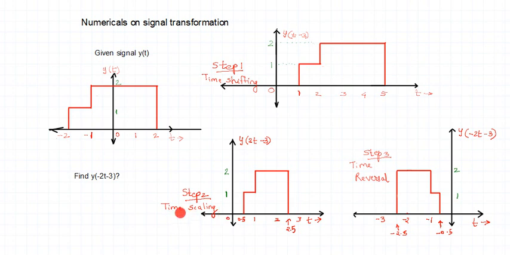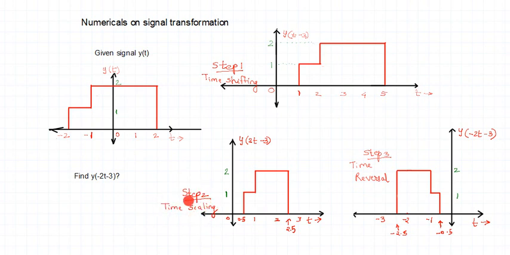Either you go for scaling or you go for reversal. So here I have selected scaling. There is no priority between these two. This one has the highest priority, right? That's why we did time shifting first. There is no priority now among the remaining operations. You can do any of them. So I have opted for, in step number 2, I am going to do scaling.